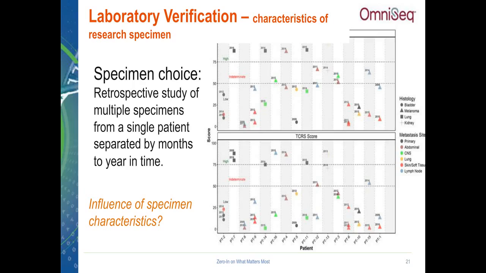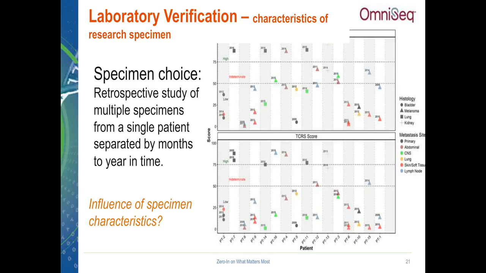So I apologize if this label is overlaying. In the top half of this figure is what we call the tumor-infiltrating lymphocyte score, and in the bottom half is what we refer to as the T-cell receptor score. But as you notice, there are 16 patients in this study, and the patients are listed along the bottom there. And then the results for one patient are listed vertically.